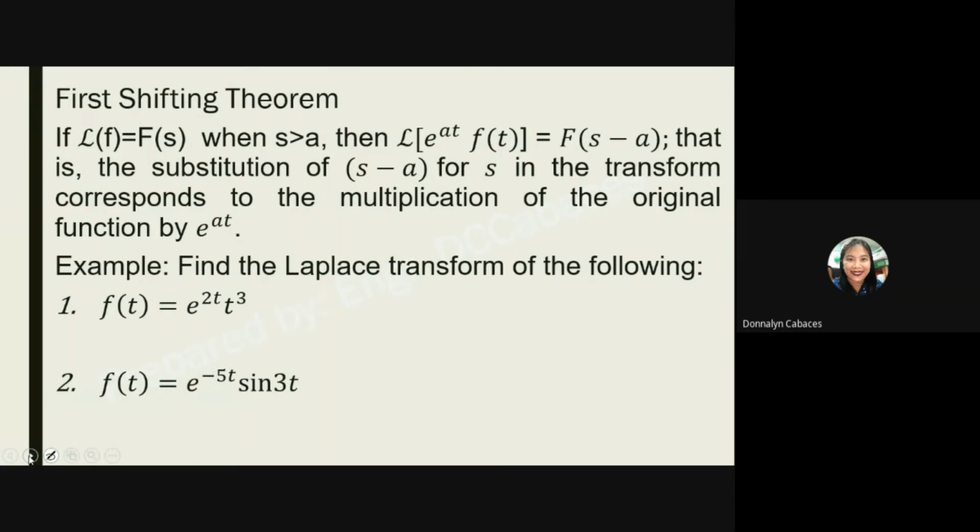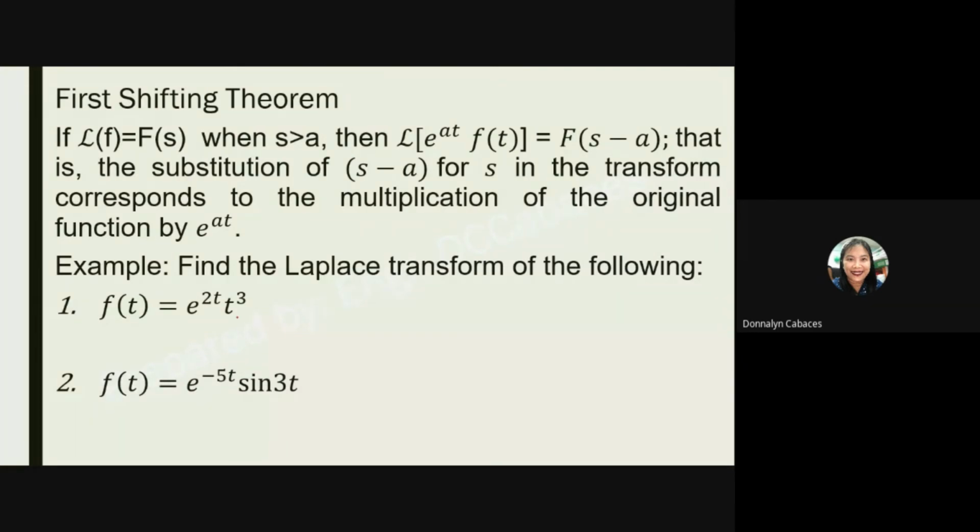What does it mean? Why is it called the first shifting theorem? We are actually to shift s to s minus a in our f of s. Initially, if you have the Laplace of f of t, that is simply f of s. But if you are asked for the Laplace of the product of e to the at and f of t, you are to shift your s to s minus a. Let us see these examples. Find the Laplace transform of the following. f of t is equal to e to the 2t times t cubed.